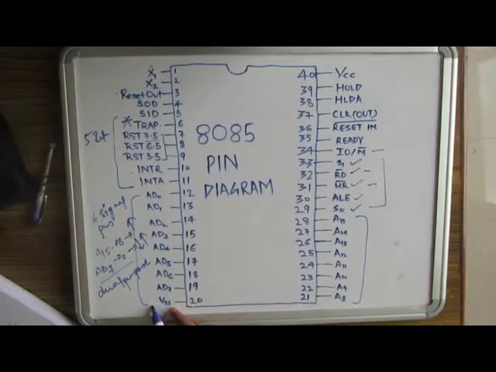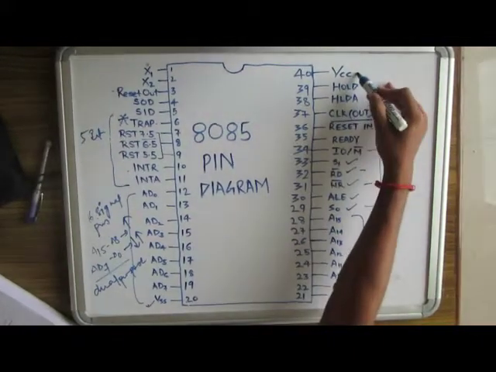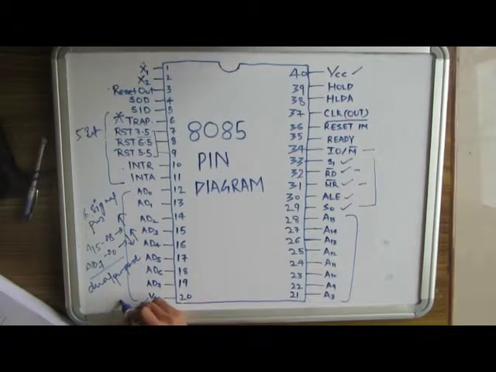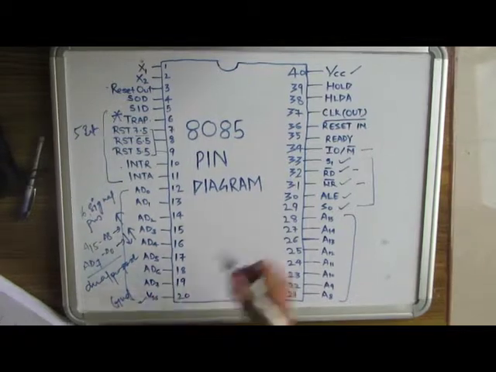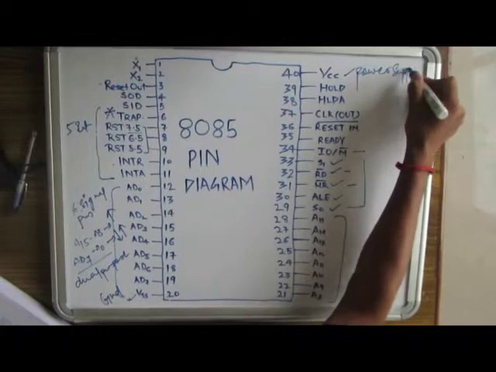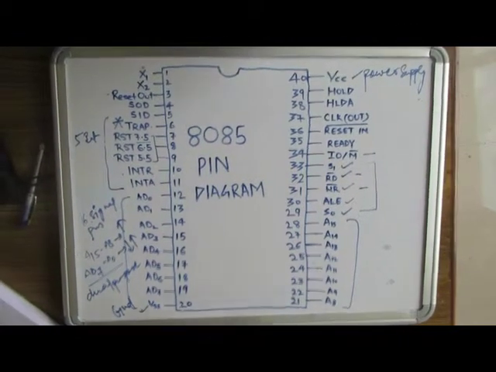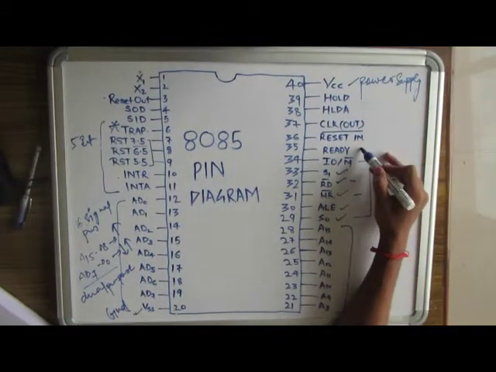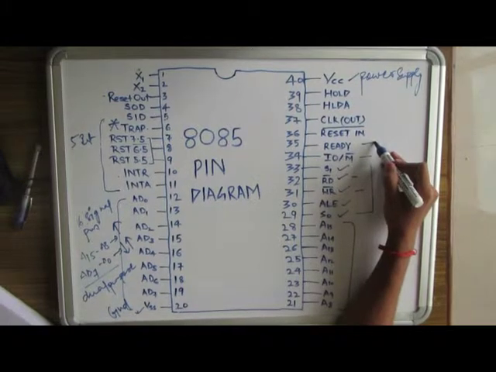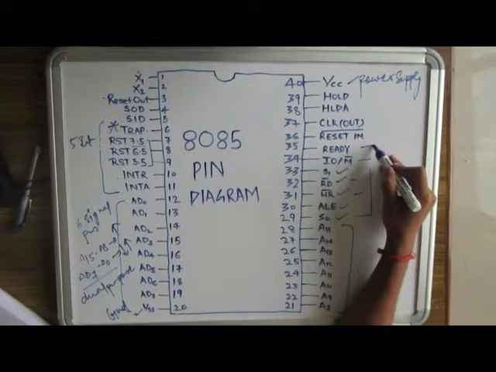Now comes power supply and clock frequency. VCC and VSS. These are the power supply and ground. Now we have READY. This signal is used to delay the microprocessor read or write cycles until a slow responding peripheral is ready to send or accept data.